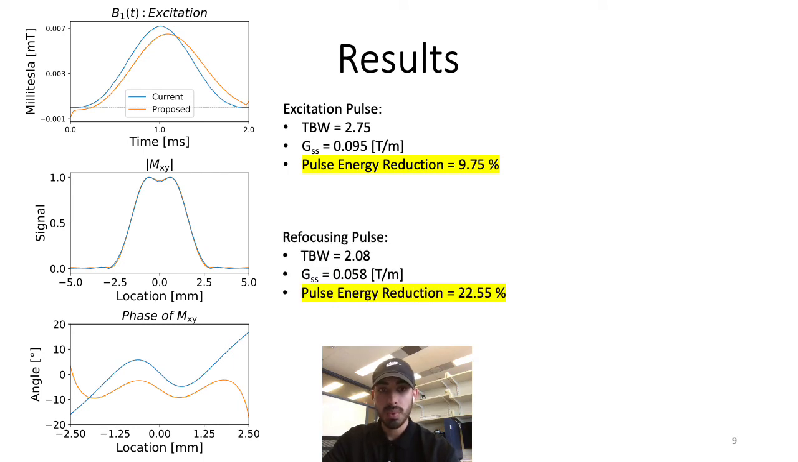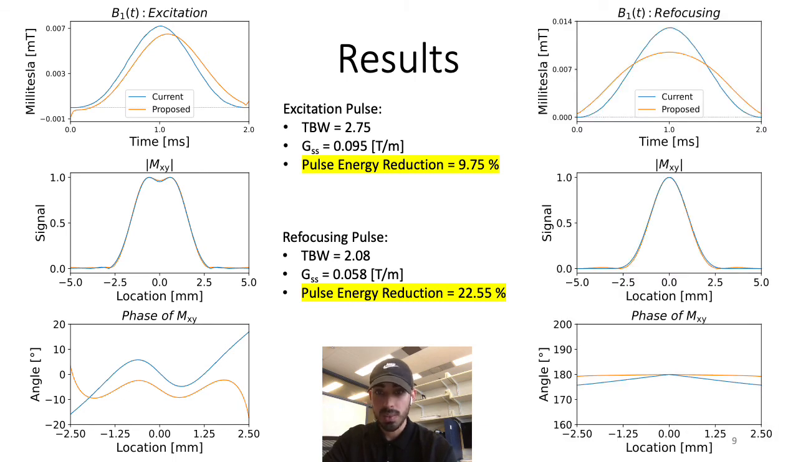As for the refocusing pulse, we get a time bandwidth product of 2.08, a gradient strength of 0.058 Tesla per meter, and a pulse energy reduction of 22.55%, which is very significant because, as I was explaining with the pulse trains, the 180 degree pulse gets played a lot more times than the 90 degree pulse. And as you can see, we replicate those parameters.